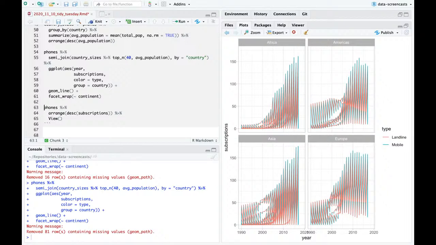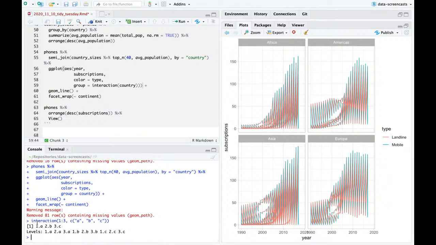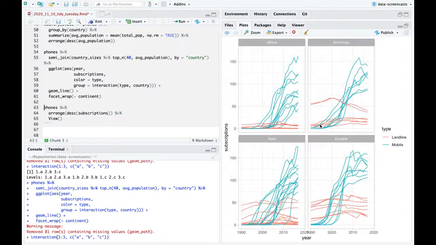Check out this little bit of modern accidental art. What happens is it's doing one line for each country, but it jumps between the type and the country. Interaction, if I applied it to group and country, if I said interaction of 1 to 3 and A, B, C, it comes up with like, oh, it's 1.A, 2.B, 3.C. It pastes the two together. I actually could have done it a couple different ways, but interaction makes very clear what I'm doing. Where I say interaction, type, and country, and now give every individual combination of type and country its own line.